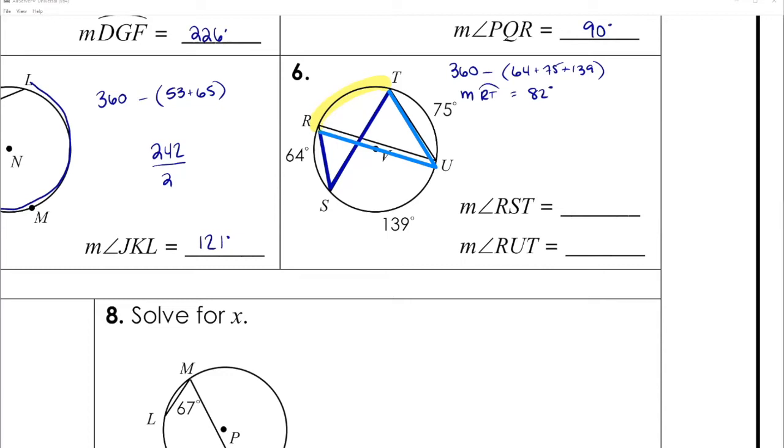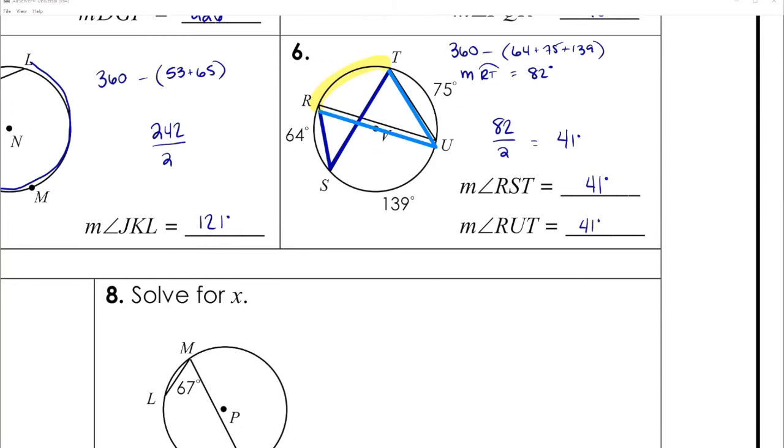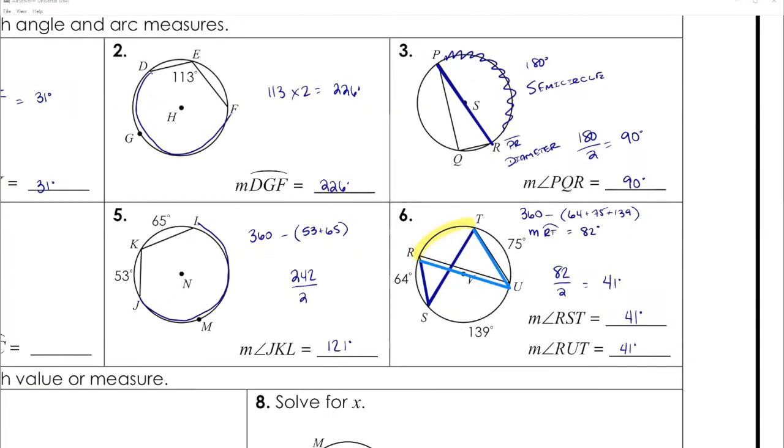Inscribed angles are exactly 1/2 the value of their intercepted arc. So to find RST and RUT, we're just going to divide our arc by 2. So 82 divided by 2, each angle is going to measure out and become 41 degrees. So that's the basic rules in action. Now let's go ahead and sprinkle some algebra on top.